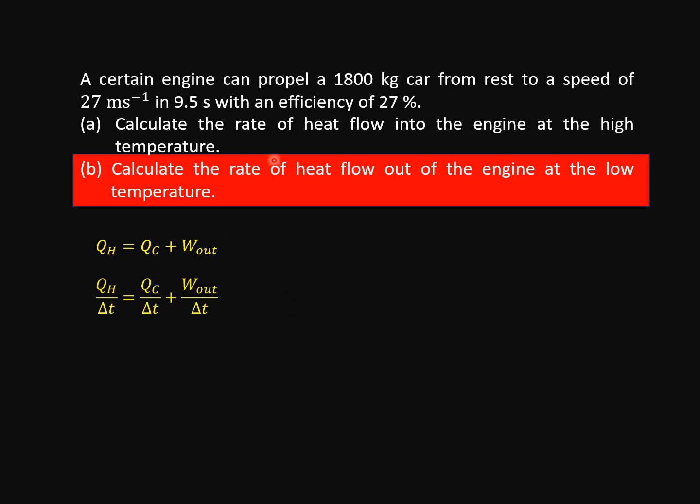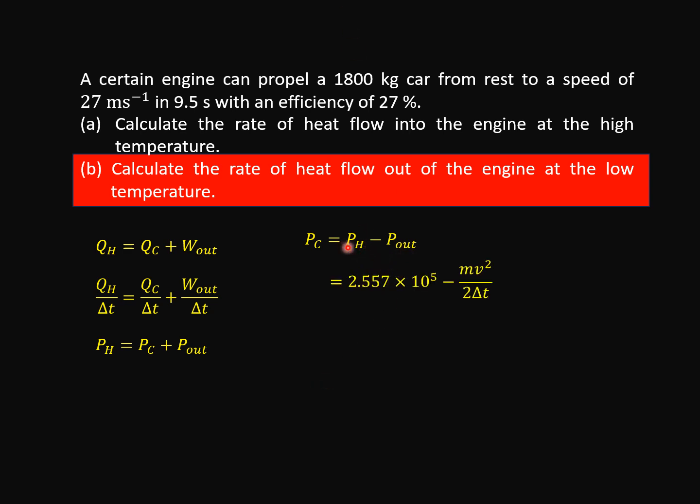Similar to the situation in part A, since we want to know about the power concept, we divide all three terms by delta T. Now we have the relationship between these three power concepts: PH equals PC plus P out. Because we want to find the power of the heat flow out of the engine, that means we want to find PC, so we change PC to be the subject of the equation to get PH minus P out.